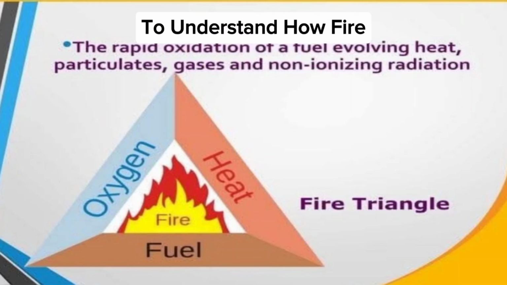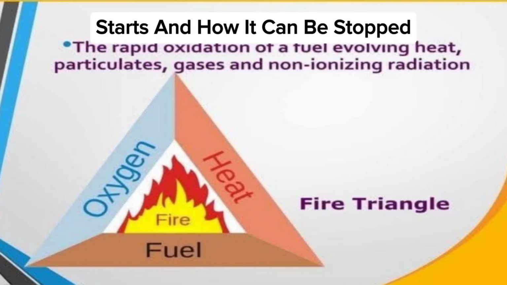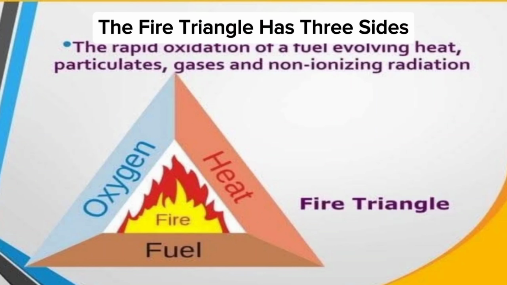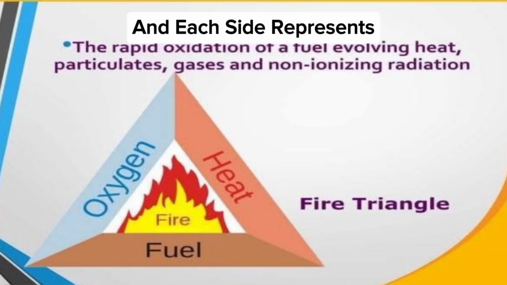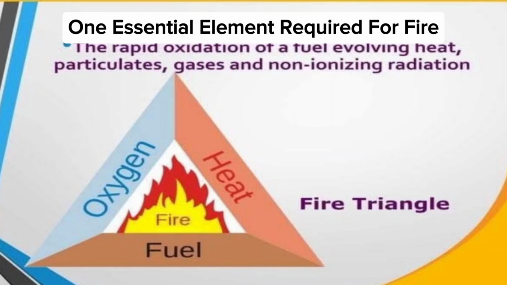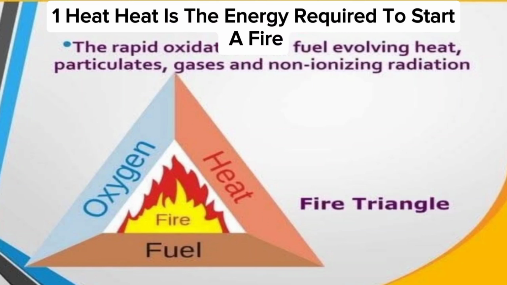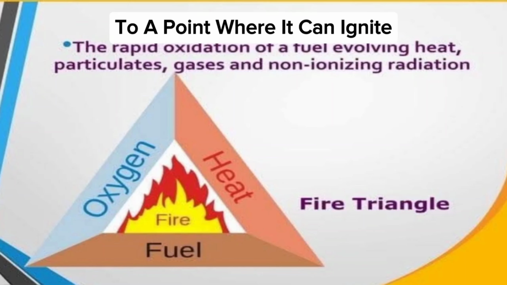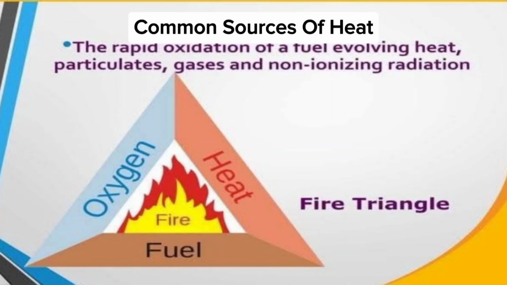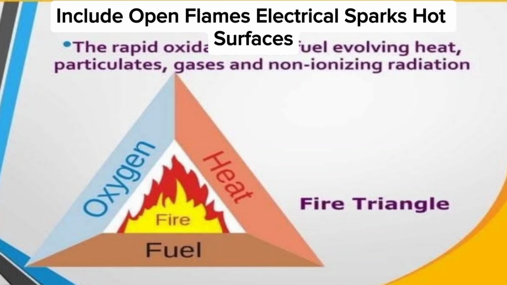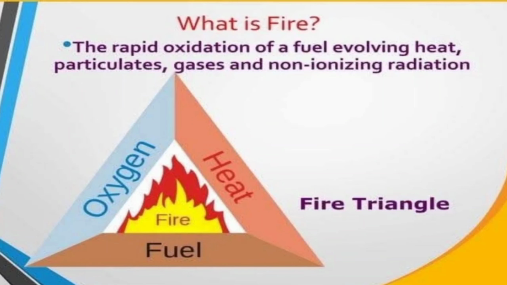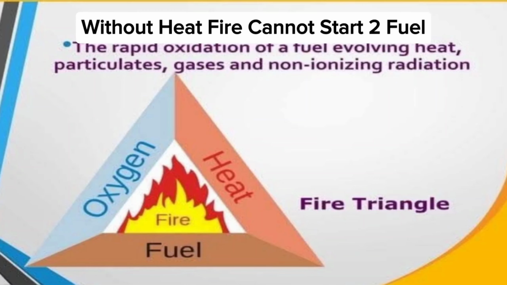Fire triangle. To understand how fire starts and how it can be stopped, we use a concept called the fire triangle. The fire triangle has three sides, and each side represents one essential element required for fire. 1. Heat. Heat is the energy required to start a fire. It raises the temperature of the fuel to a point where it can ignite. Common sources of heat include open flames, electrical sparks, hot surfaces, friction, and static electricity. Without heat, fire cannot start.